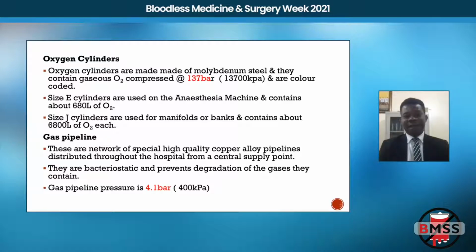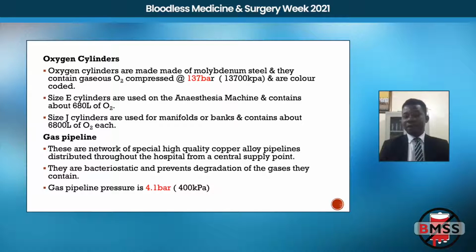The gas pipeline is designed with copper alloy materials and is distributed to various sections of the hospital with its outlets. And it's not only that, it's bacteriostatic, preventing degradation of this oxygen gas as it moves through the pipeline, and it is distributed at a pressure of 4.1 bar.